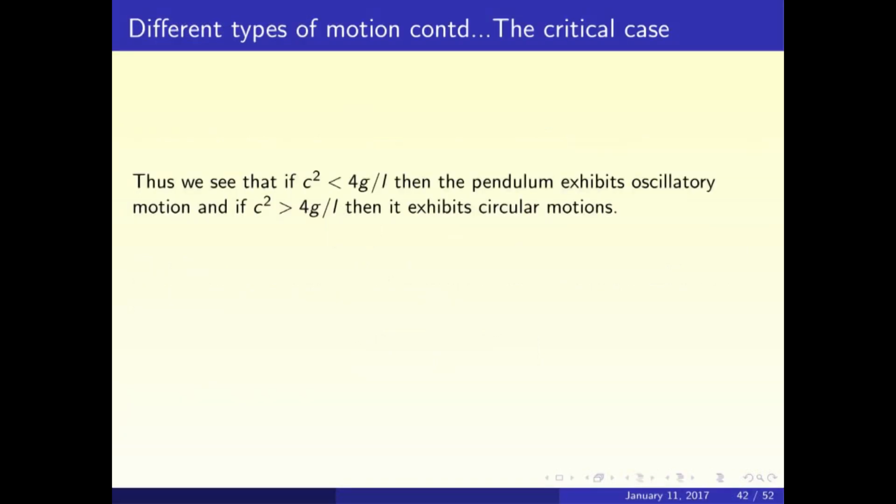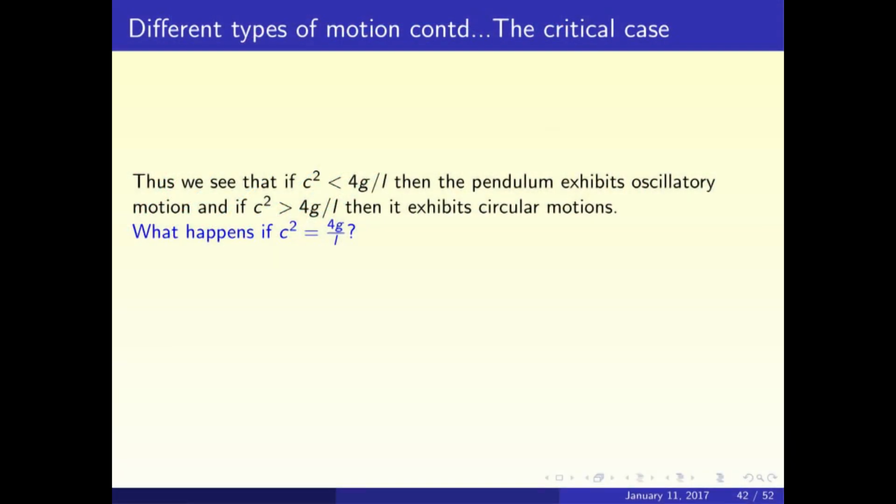Alright. So, that tells you that if c squared is less than 4g by L, the pendulum exhibits oscillatory motion. It goes to the right and then it comes back and it has a minimum, and then again it starts moving forward and it executes oscillatory motion. Whereas if c squared is bigger than 4g by L, it executes circular motions.